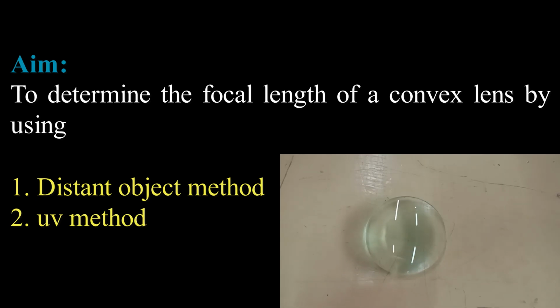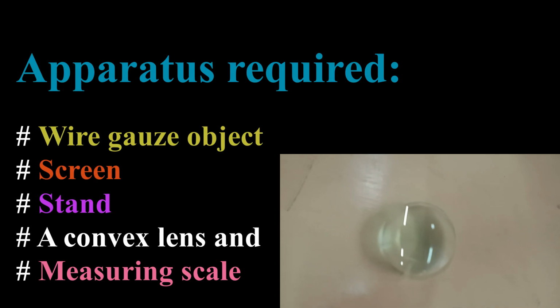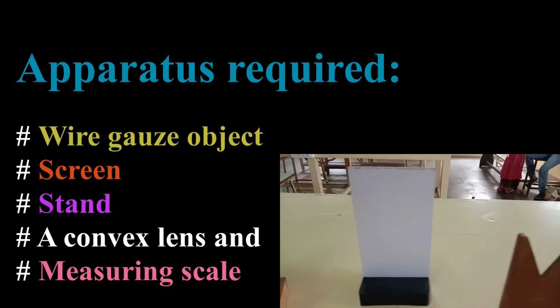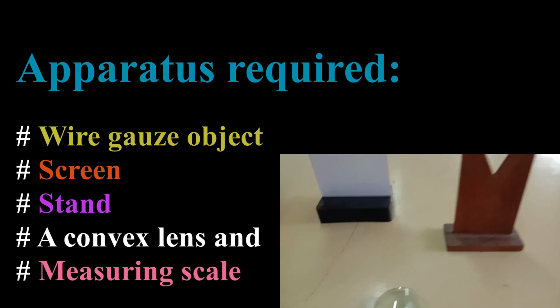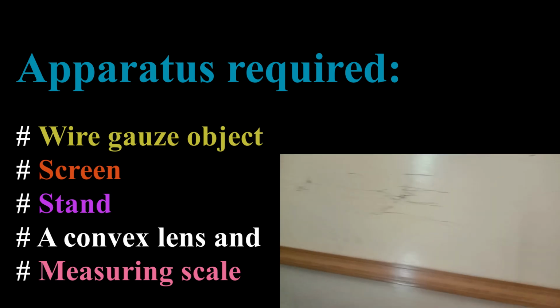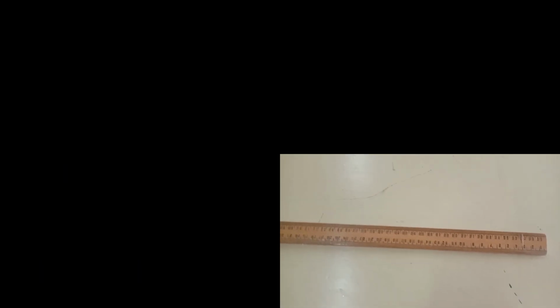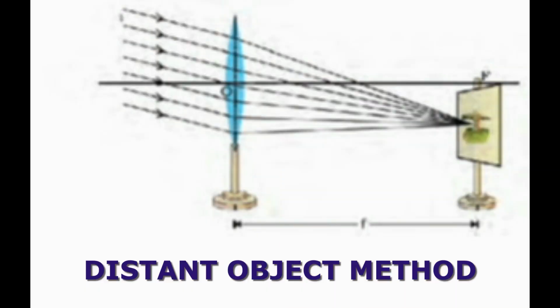The aim of our experiment is to determine the focal length of a convex lens by using distance object method and UV method. The apparatus required for this experiment are wire gauge object, white screen, a lens stand, a convex lens and a measuring scale. First, let us see the distance object method.